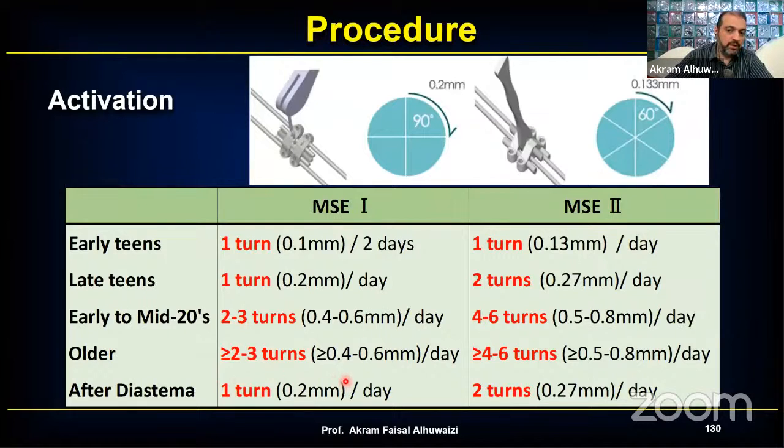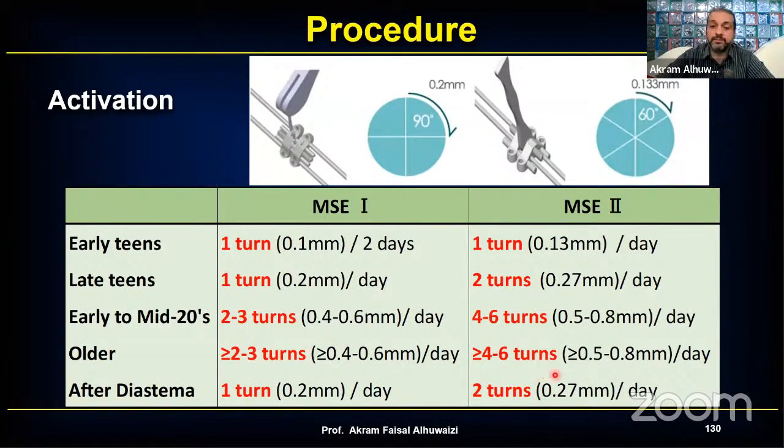That's fine. But if you look, this is MSc1, which is a 1/4 turn. What about MSc2, which is a 1/6 of a turn? What happens here is that you get about double the amount of activation because it's half the amount of rotation. So with an MSc2, you've got 1 turn per day for early teens, 2 turns for late teens, 4 to 6 turns for early to mid-20s, and more than 4 to 6 turns for older adults. And once you have the diastema open, you stick to 2 turns per day.